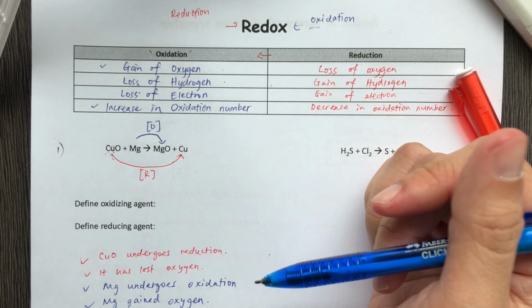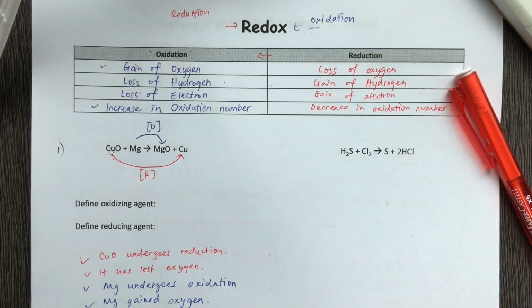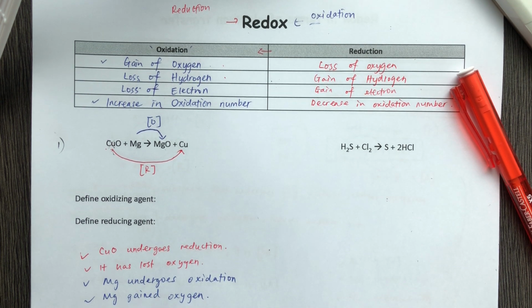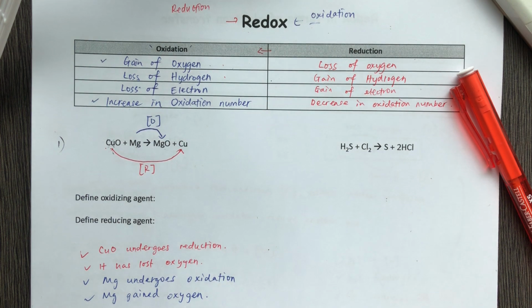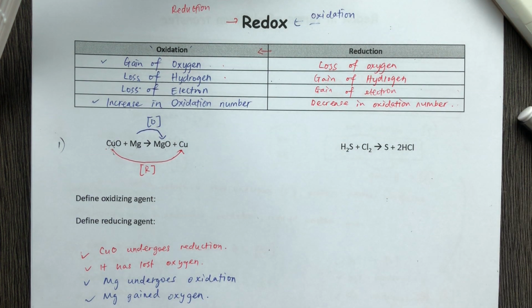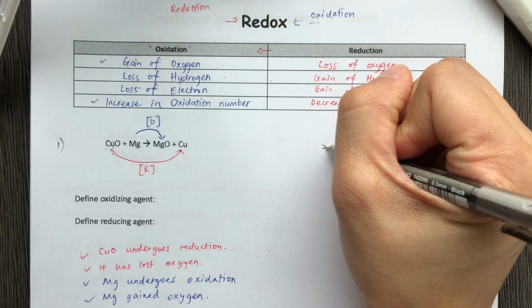So if this question is a 4-mark question, asking you to explain this reaction based on redox, this is how simple it can be. Alright? Okay, so we have done explaining redox based on oxygen. Now, we are going to explain redox based on hydrogen. So look at my second example over here.